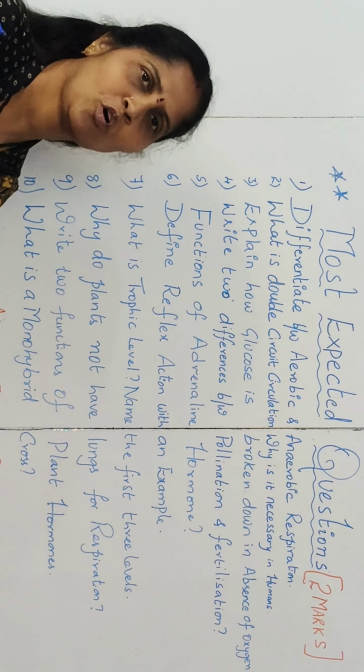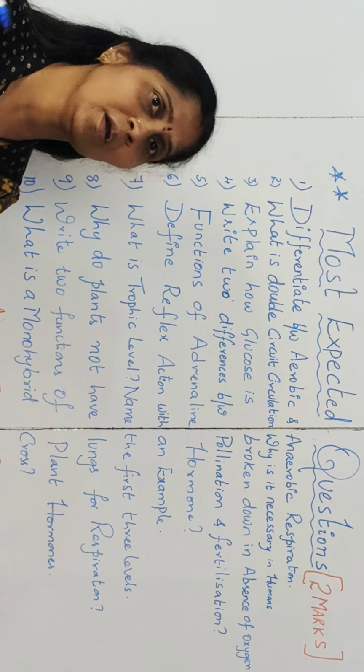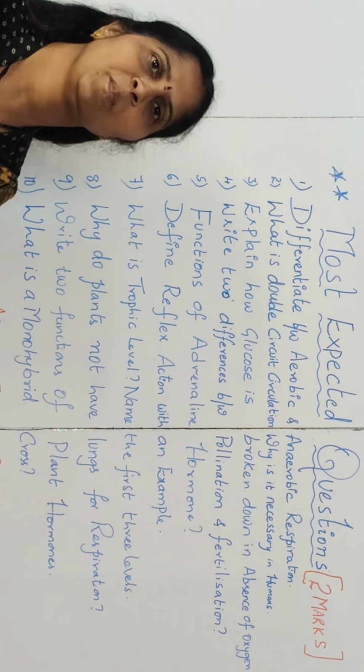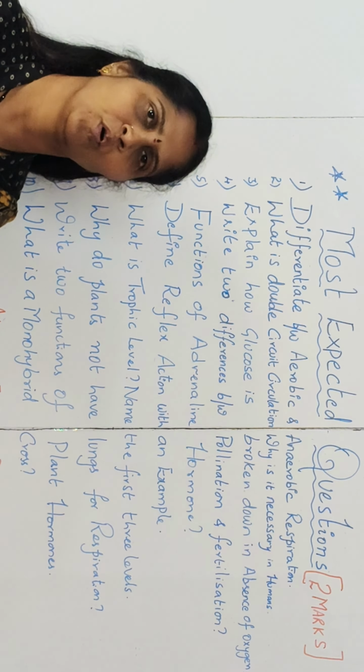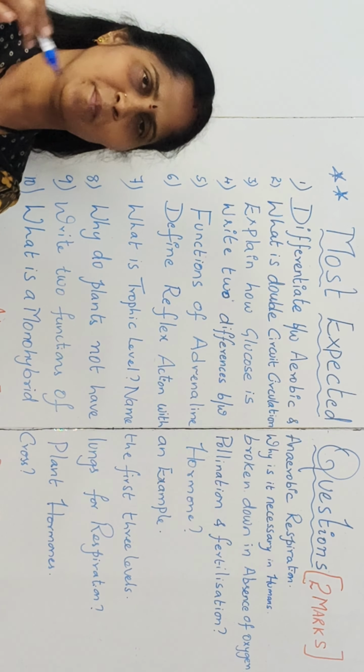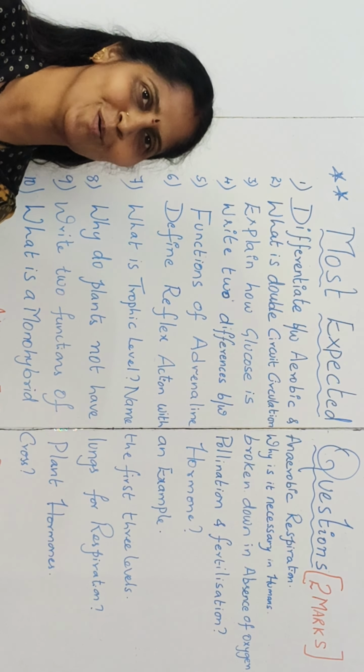Write two functions of plant hormones. Plant hormones help in growth and development. Also, they help in flowering and fruiting. Next, what is monohybrid cross? Cross between parents which differ in a single character is monohybrid cross. Here you can give the Punnett square, taking the tall plant and the dwarf plant, make the cross and show the genotypic and the phenotypic ratios.